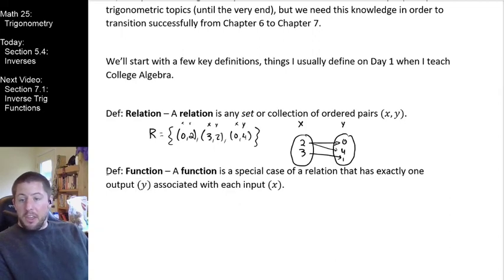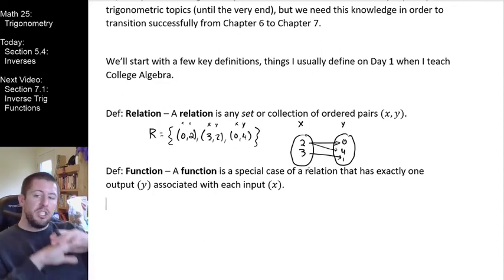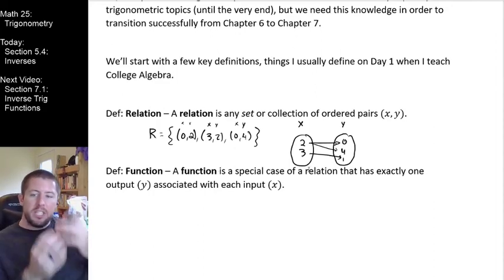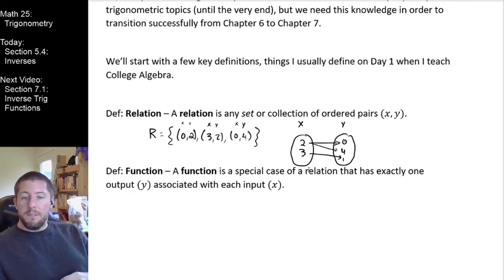A function, the thing, and notice by the way, we don't really talk about relations that much in math because we're often much more interested in talking about functions, because functions are a special case of a relation, right? So relations are all the collections of xy pairs that there are. Functions are special cases of a relation where there's exactly one output associated with each input.